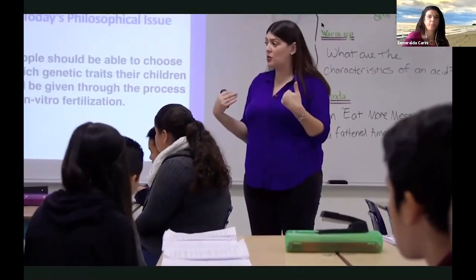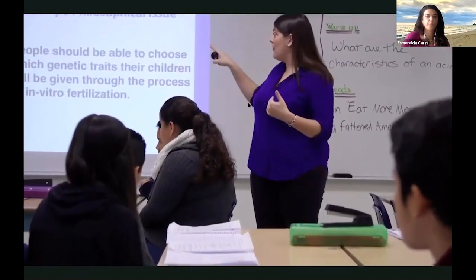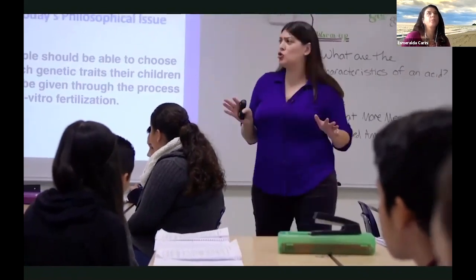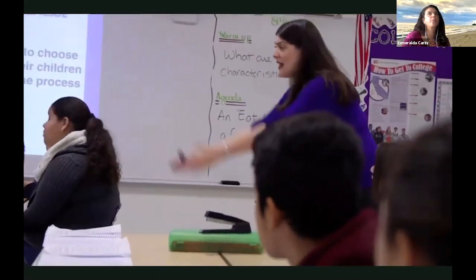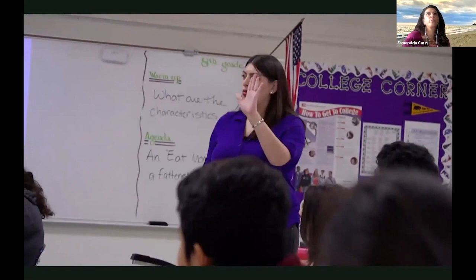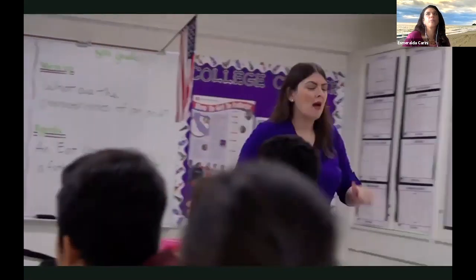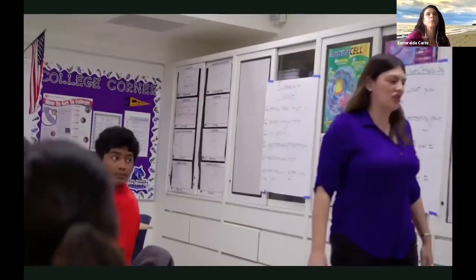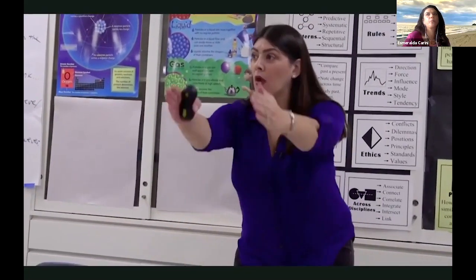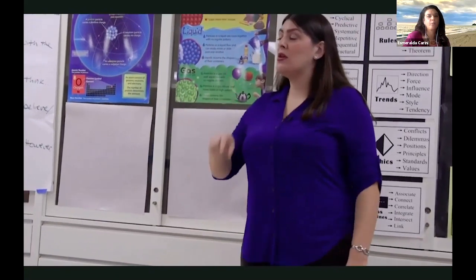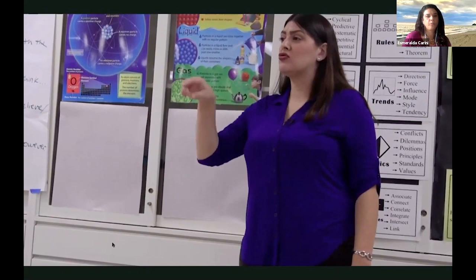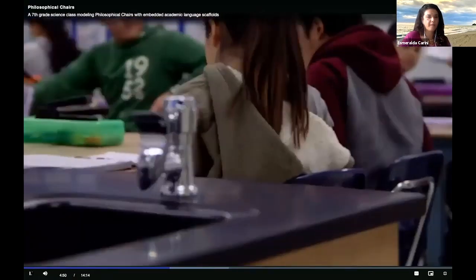So right now we're going to move into our positions. If you agree that people should be able to choose what genetic traits their children have, you're going to be in this aisle right here. If you, however, feel no, I don't believe that's right, people should not be able to choose their genetic traits, then you're going to line up in this aisle right here. Okay? You need to take your notebooks with you. You need to tuck your chairs underneath. Make sure there's nothing on the floor for people to trip on. Go. You have 5 seconds.